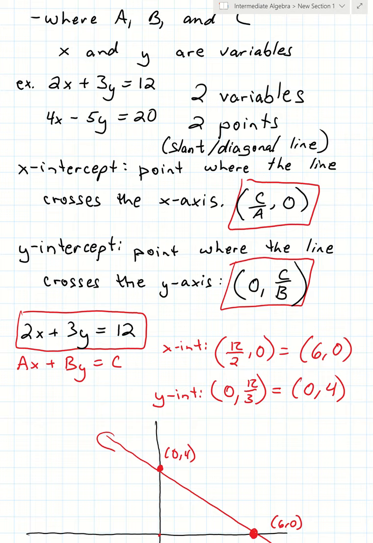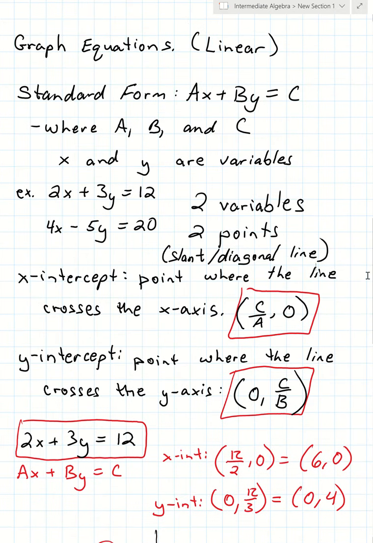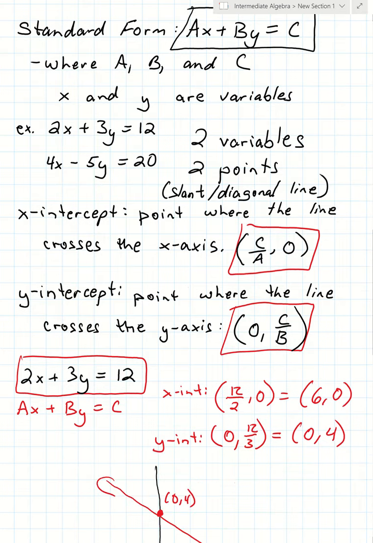Very important. When we have an equation in standard form of ax plus by equaling c, you'll notice you'll have 3 numbers for a, b, and c. x and y are your variables. And because we have the 2 variables x and y, you need to find 2 points, the x and the y intercept. And when you graph those points and connect your dots, you should always form a slant or diagonal line.